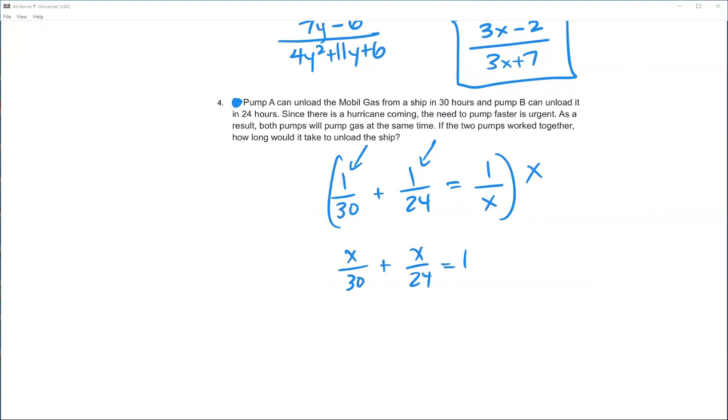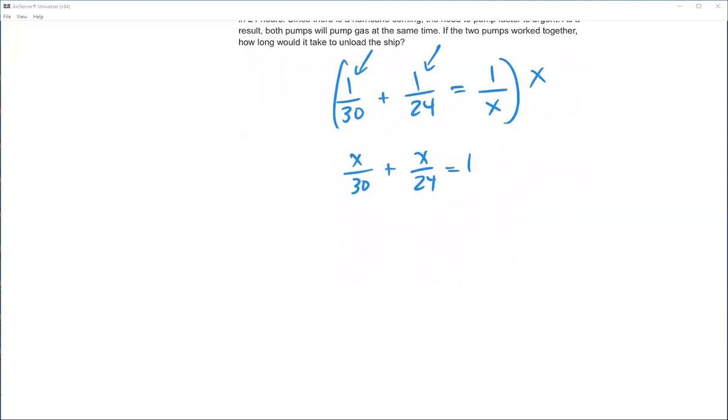Find the common denominator. Anybody know what the common denominator is? Good job. So this is 4x because 30 times 4 is 120. This is 5x because 24 times 5 is 120, equals 1. This is going to be 9x over 120 is equal to 1.